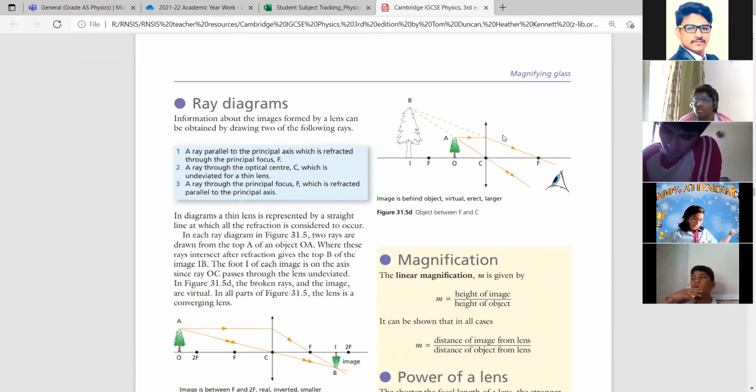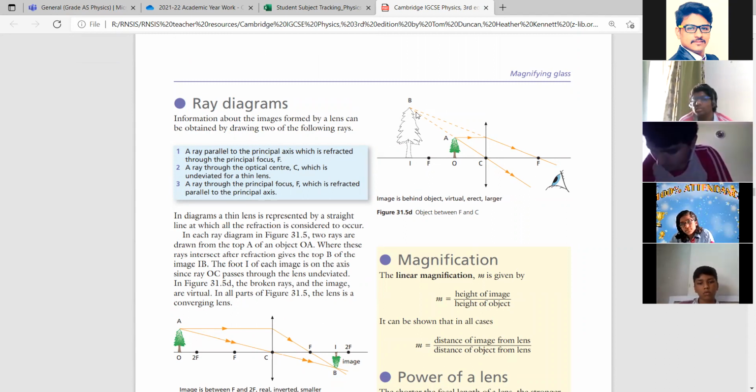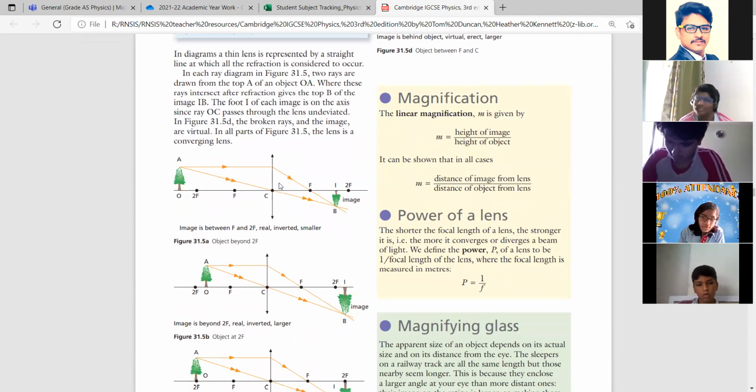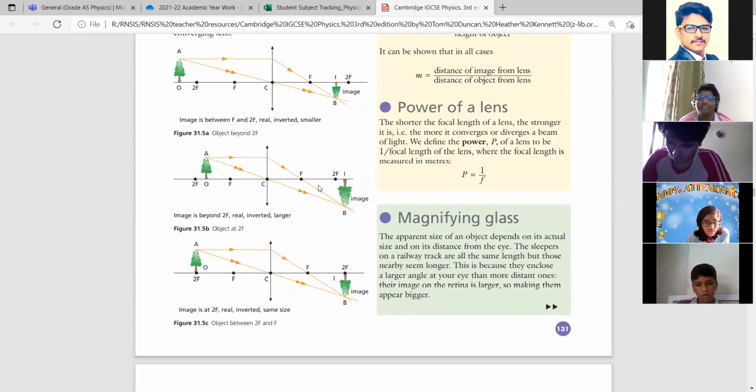This one is called a simple microscope. Whenever the object is placed in between the focus and the center of the lens, only that time can it qualify to be called a simple microscope. Only and only then will it be called a simple microscope. Keep a note of this. Otherwise, it is just a lens and is not used as a simple microscope.